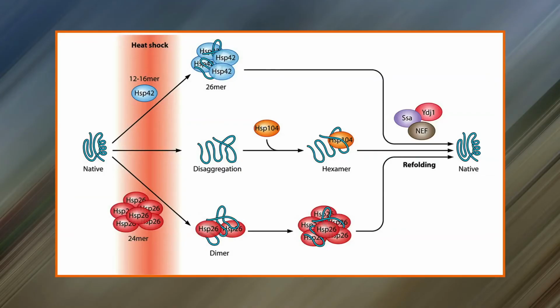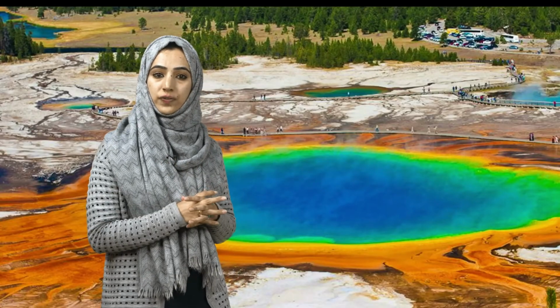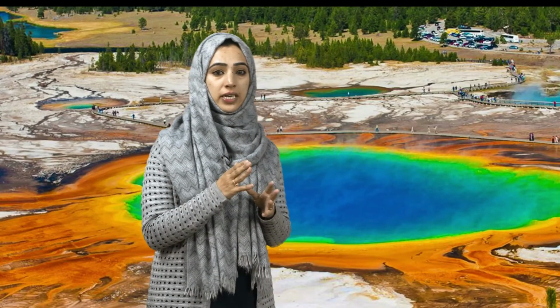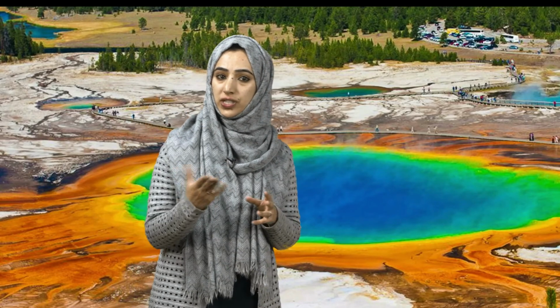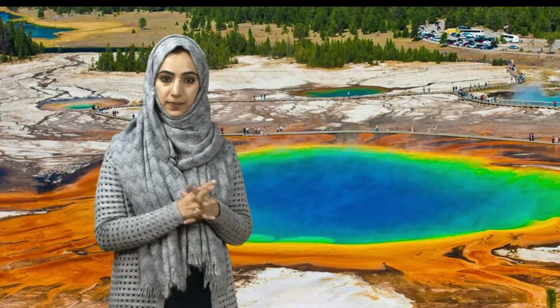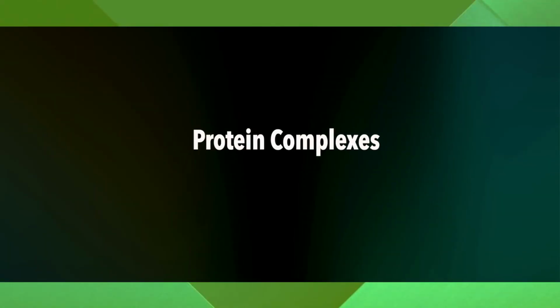Heat shock proteins are the best known proteins that respond to heat stress and protect against cellular damage induced by heat stress. The upregulation of the heat shock protein genes in thermophiles has been widely observed at both the transcriptional and proteomics levels. Next is the protein complexes.